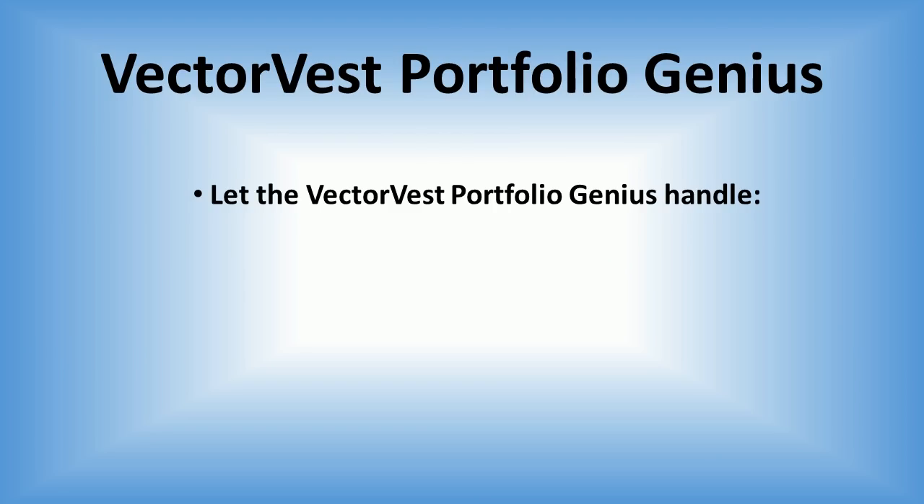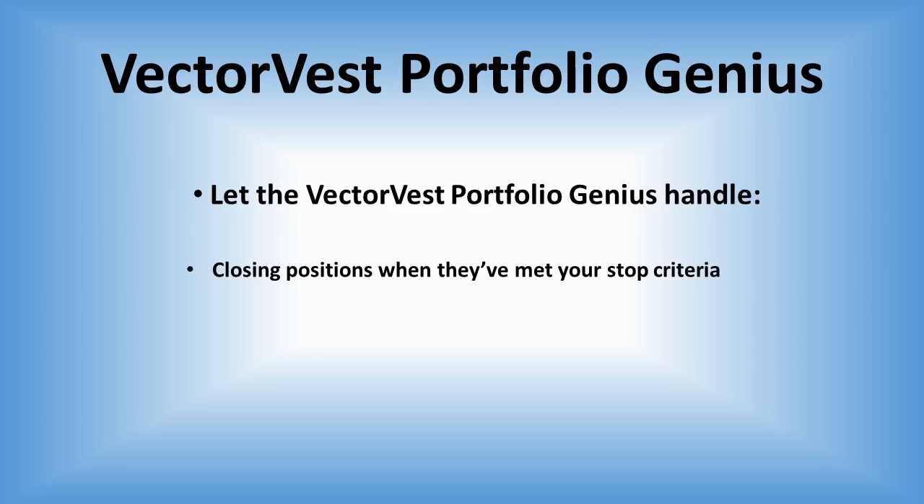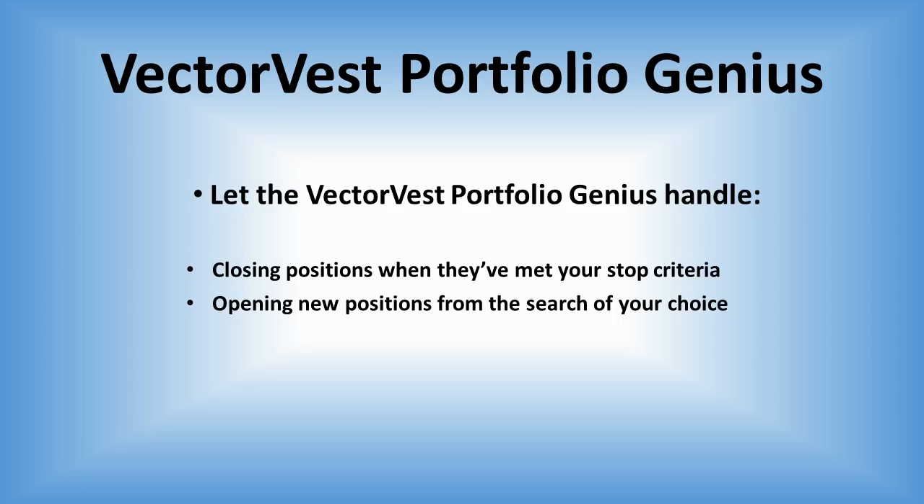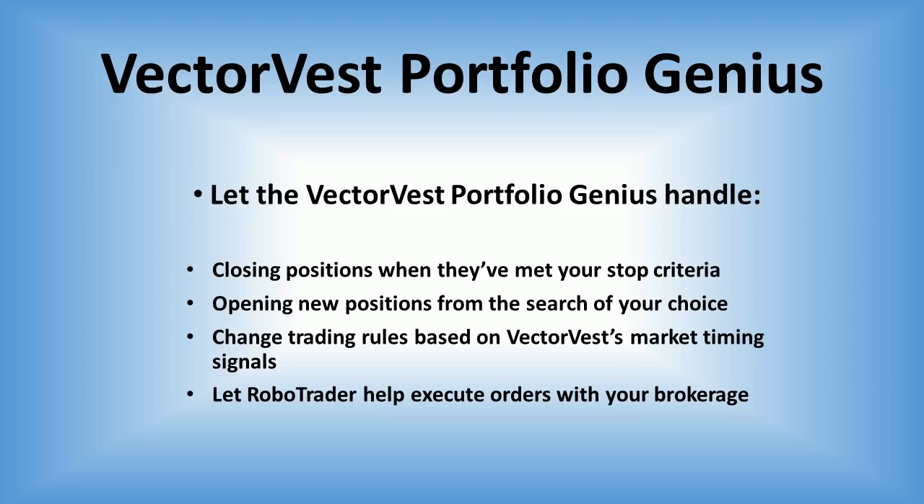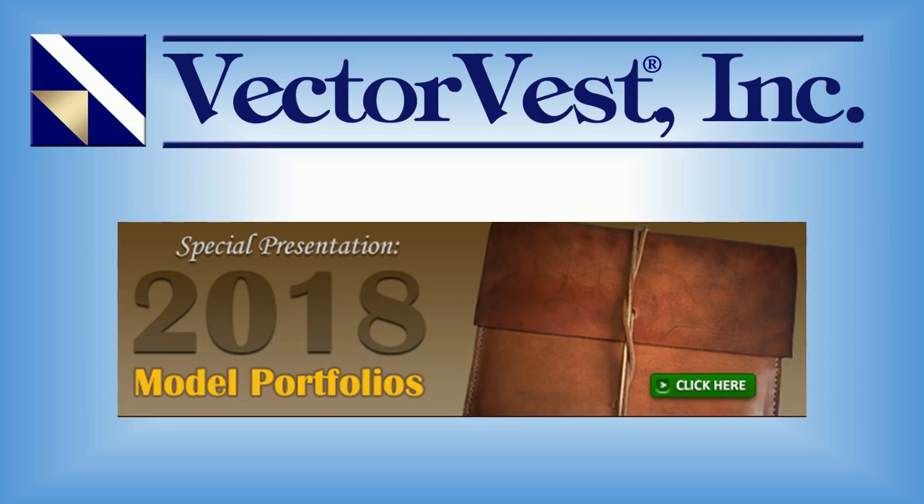And remember, by using the portfolio in the Portfolio Genius, you can let the Genius handle the daily criteria of alerting you when to close positions when they've met your stop criteria, or opening new positions from the search of your choice, and automatically syncing your trading rules based on the changes in the VectorVest market timing signals. And finally, with Trade Now and the RoboTrader, we can help you execute orders with your brokerage by generating those order tickets. So there we have it, our model portfolio lineup for 2018. A perfect solution for those who just want to know what to do and when to do it.